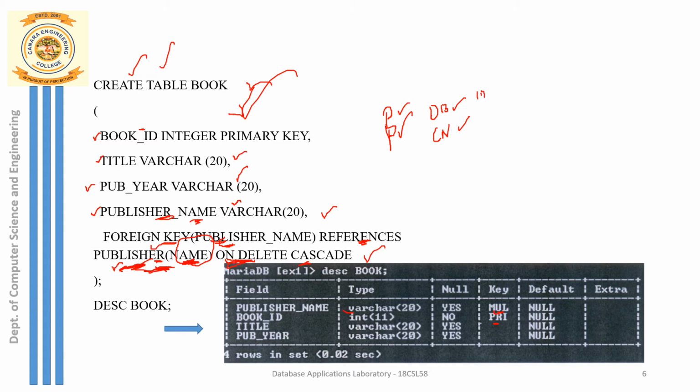Why? Because book ID is the primary key. But what about this? The publisher name is not a primary key. Since it is not a primary key, I can have the same values in two or more rows. That means two or more books can have the same publisher details, multiple values. So MUL you can see, and then the default value is specified as null. This is about our book table.